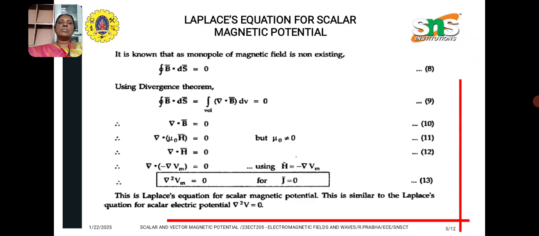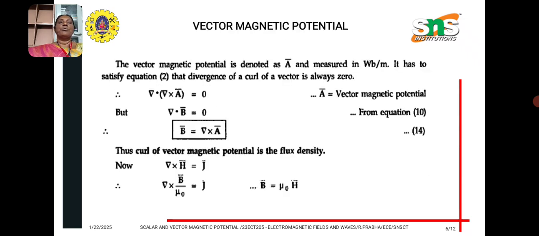So del dot H can be 0, and H is replaced by negative gradient of Vm, that is minus del Vm. We can write the equation as del dot minus del Vm equal to 0, and so this is del squared Vm equal to 0 for source free region where J is equal to 0. This del squared Vm is equal to 0 is called the Laplace equation for scalar magnetic potential, and this is similar to the Laplace equation for scalar electric potential, del squared V is equal to 0.